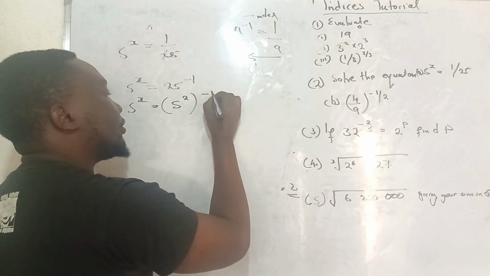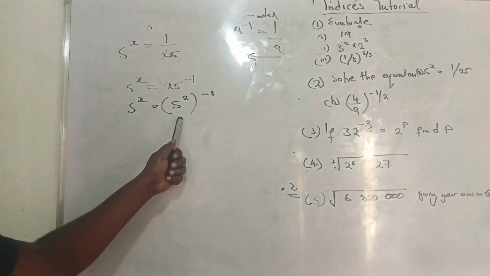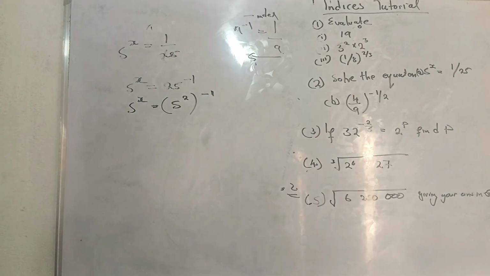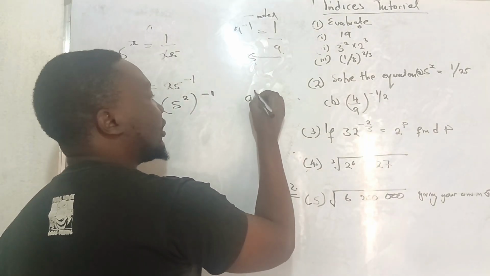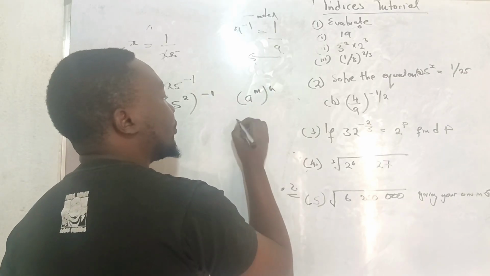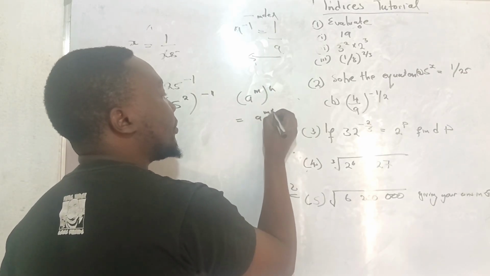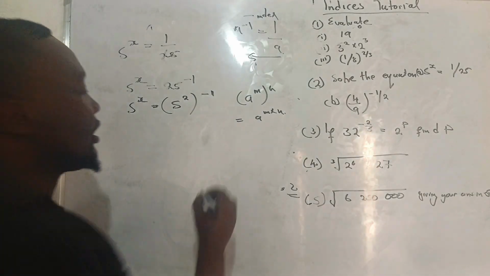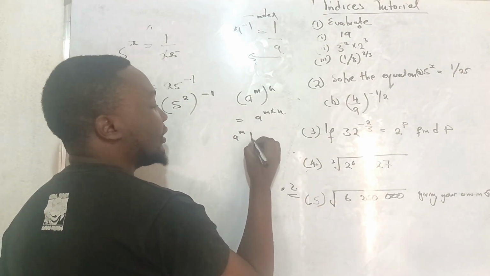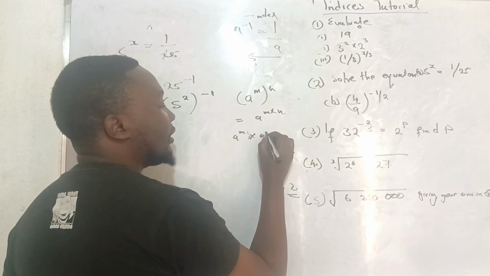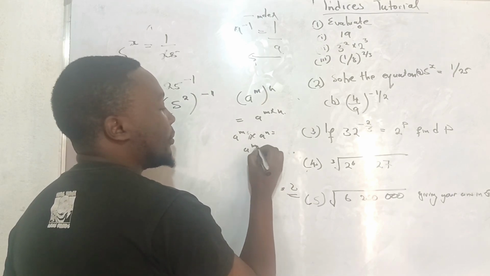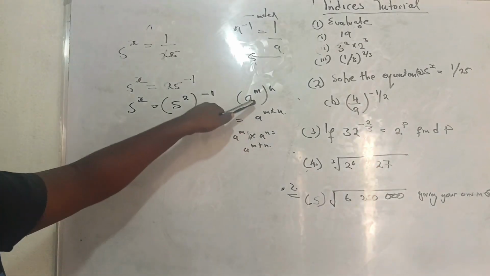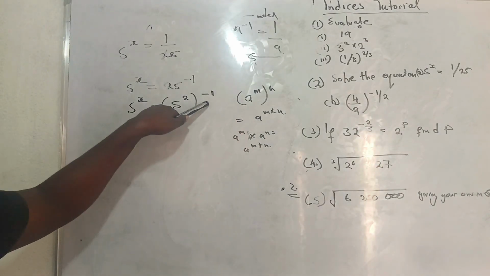multiplied by power negative 1. So this is power of a power index. This is power of a power. Remember, power of a power is equal to a to the power m times n. It's different from multiplying indices. Multiplying indices is given by a to the power m plus n. So this is multiplication of indices. This is power of a power. So we have power of a power here.